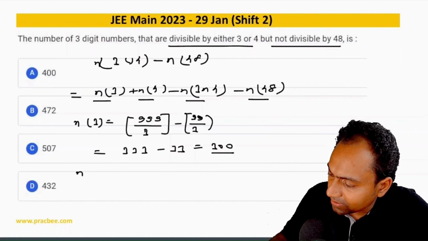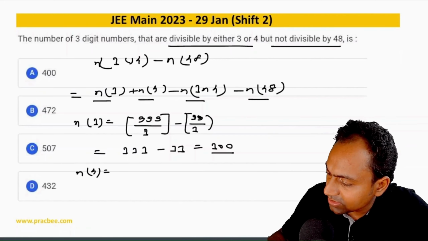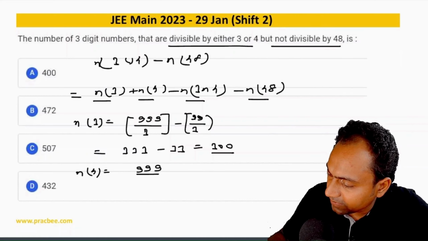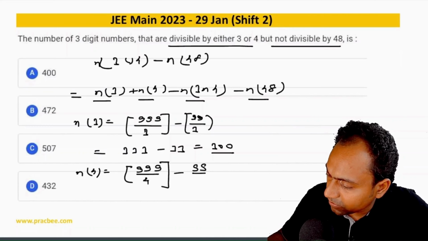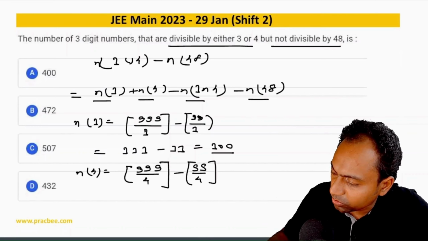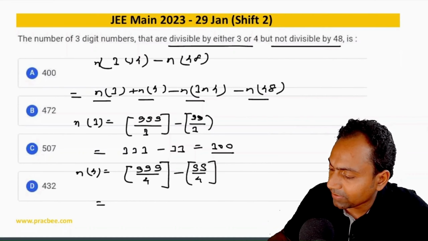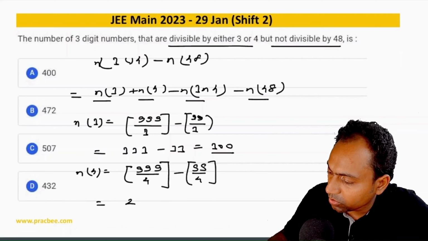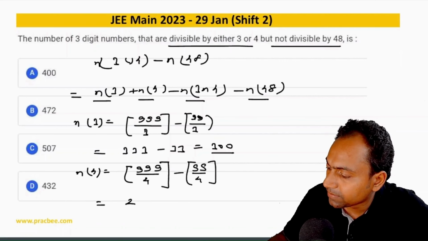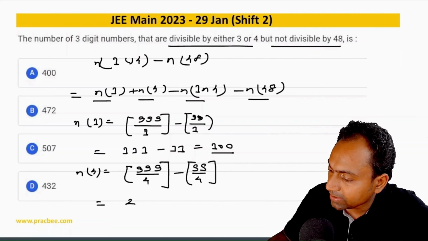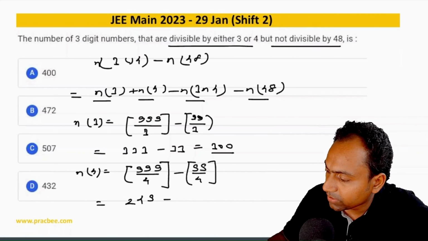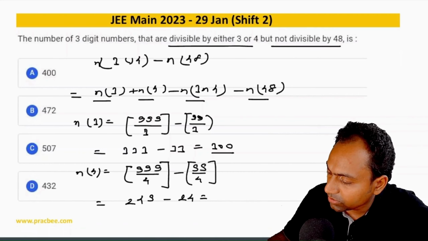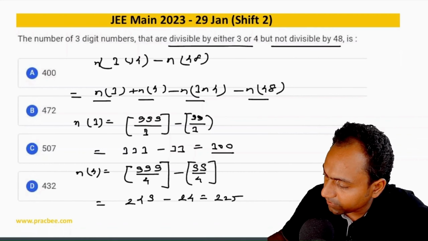Then we can find n of 4. Again, we can use the same technique, 999 divided by 4 minus 99 by 4. By this, we'll be able to remove the 2-digit numbers by subtracting. If I divide 999 by 4, it comes out to be 249, and dividing 99 by 4 gives 24. So this comes out to be 225.